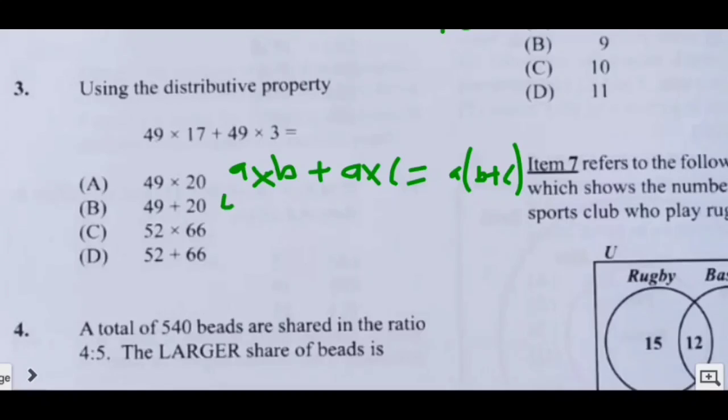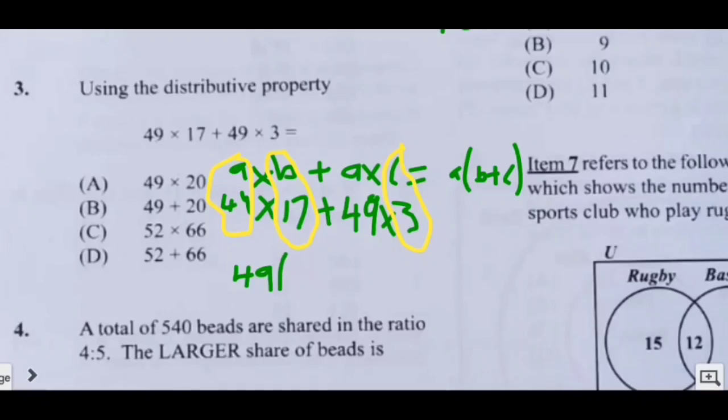So our A, let's rewrite our number. So it's going to be 49 here, multiplied by 17, plus 49 times 3. So our C is going to be 3. Our B is going to be 17, and our A is 49. So using that, let us formulate our formula. So we have A as 49, bracket B, which is 17, plus C, which is 3.